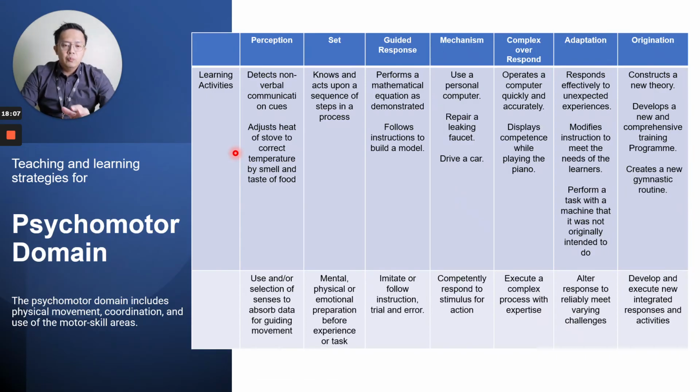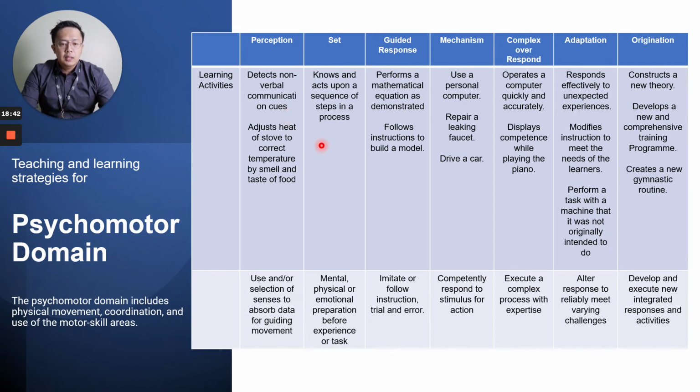So if you want to measure psychomotor skill, you should know which specific level you want the students to perform. Then you have to explain to them clearly. Because for psychomotor, you can use a simple measurement or learning activities to help the students. For example, for perception, you may just ask the students to adjust the heat to the correct temperature by smelling and tasting the food.